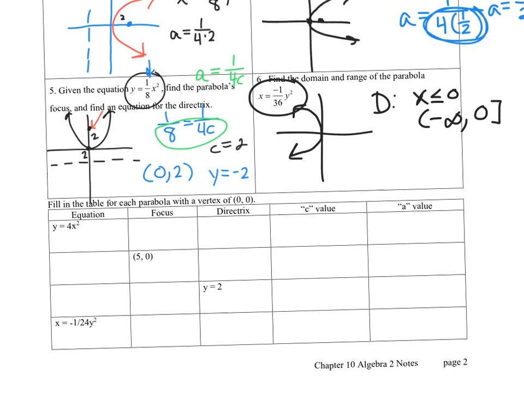And then for your range, the parabola is going infinitely up and down. So the range is going to be all real numbers. Or if you want to write it in interval notation, it's going to be negative infinity to infinity.